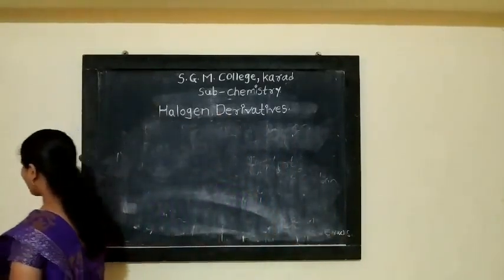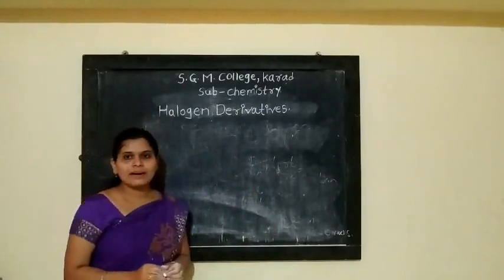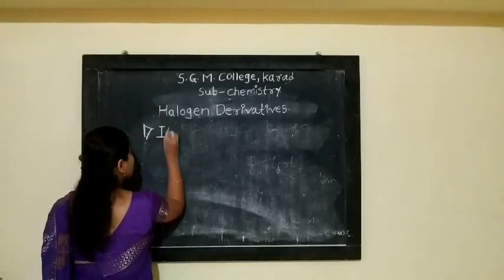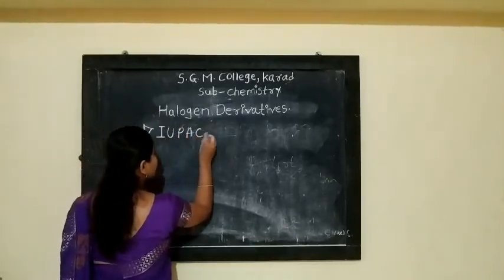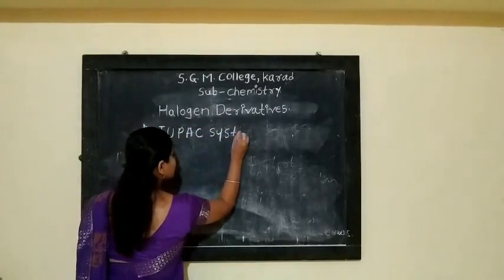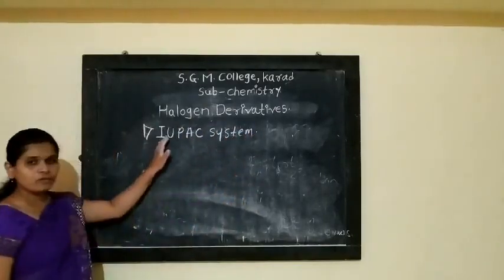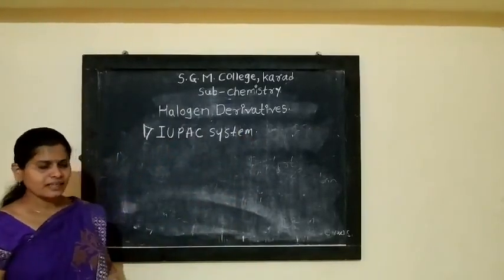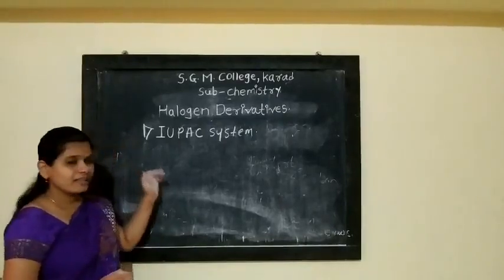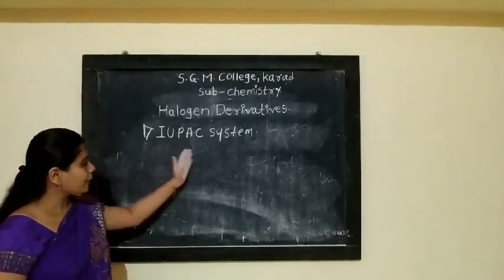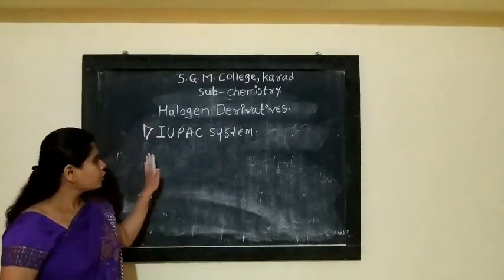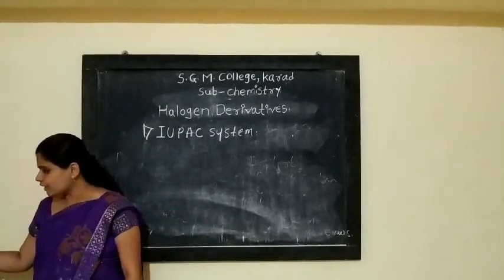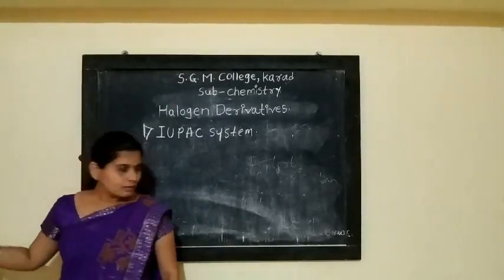So here our common name system is completed, and the next part of our nomenclature is the IUPAC name system. What is the full form of IUPAC? International Union of Pure and Applied Chemistry. In the 11th standard, you studied that there are certain rules. While we name any compound, we have to follow these rules to give the IUPAC name of the compound. Here, I revise these rules shortly, and then we take some examples.